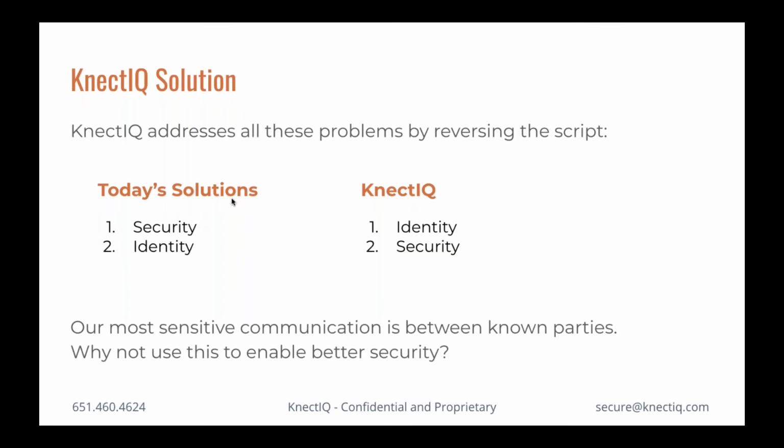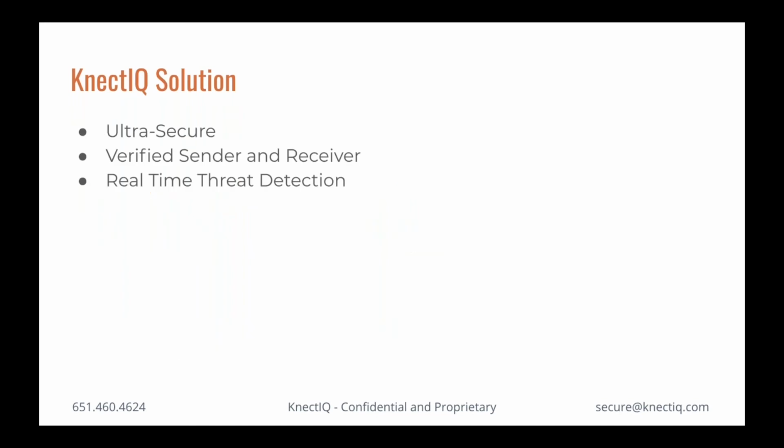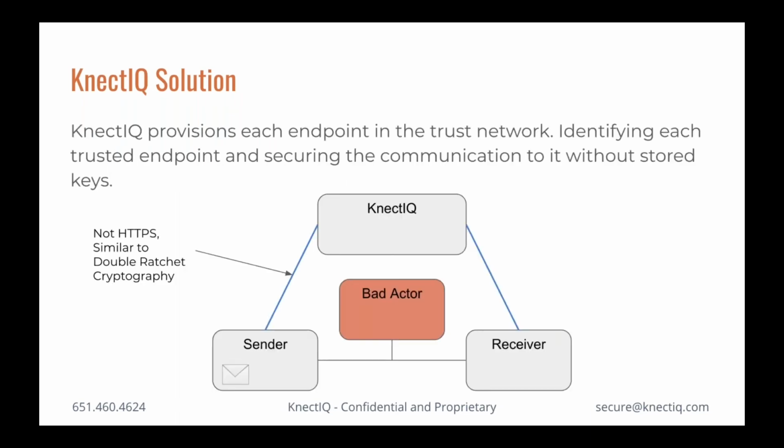Okay, so that's the theoretical underpinnings of what we think a new solution in this environment would need. I'm going to talk really quickly about how our solution works. And as I explain it, I'm going to ask you to look out for ways that we've eliminated those single points of failure to provide ultra security, how we're verifying the sender and the receiver for every encryption and decryption operation, and at the same time providing real-time threat detection.